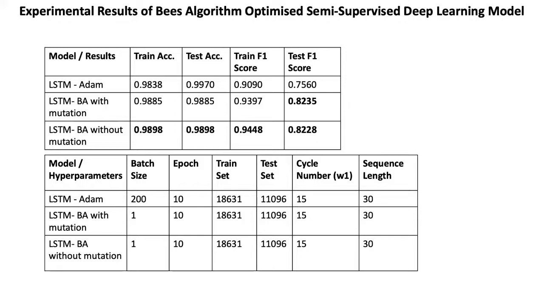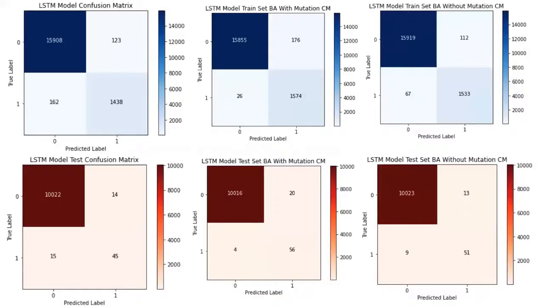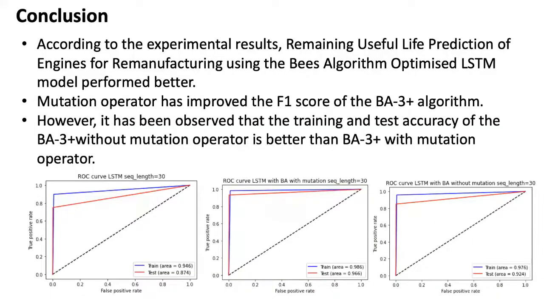The hyperparameters of the proposed model can be seen in the following table. Here are the confusion matrices of the proposed model. As we can see in the confusion matrices of the train set and test set with the BA algorithm, the LSTM model performed much better than the LSTM model without the BA algorithm. As a result, we can say that remaining useful life prediction of engines for remanufacturing using the Bats algorithm optimized LSTM model performed better.